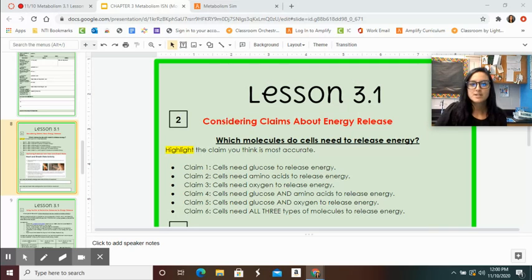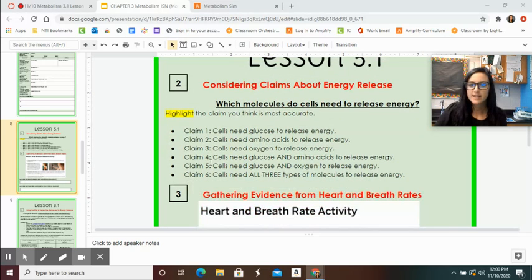We are going to look at these 6 claims, and we are thinking about this question: which molecules do cells need to release energy? We've been studying a variety of molecules, and you are going to decide your prediction, your initial idea. It's okay if you're wrong because we haven't started investigating it yet. We are going to investigate this with the simulation. You're going to make your initial guess now, and then at the end of the lesson, we're going to come back and you're going to reflect on if your claim was right or wrong.